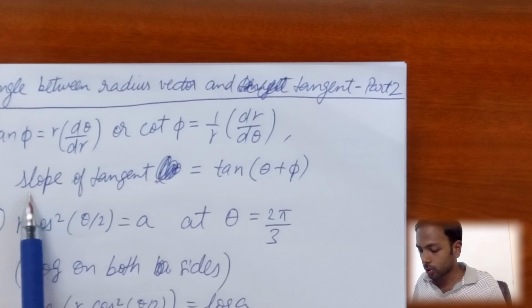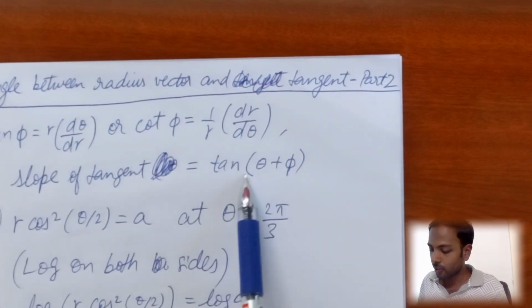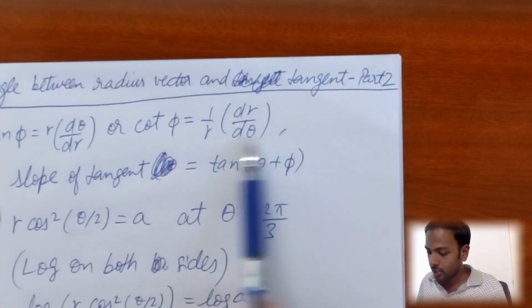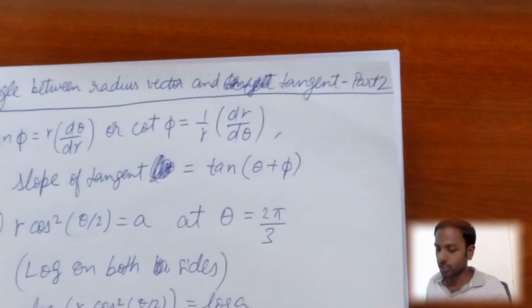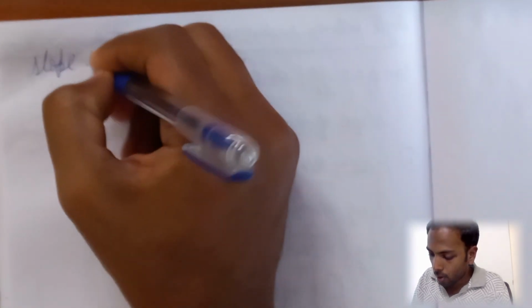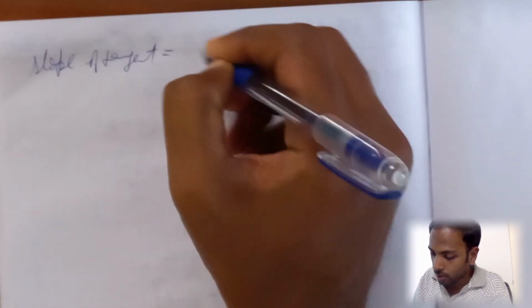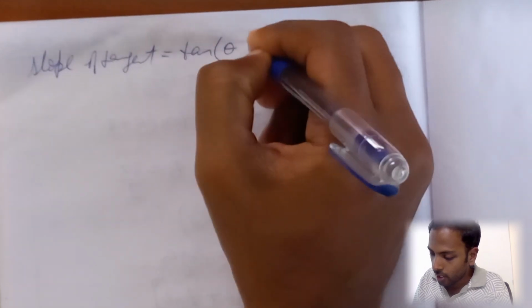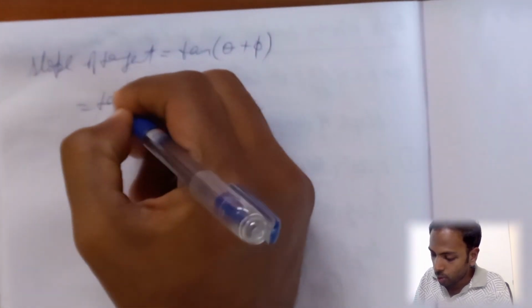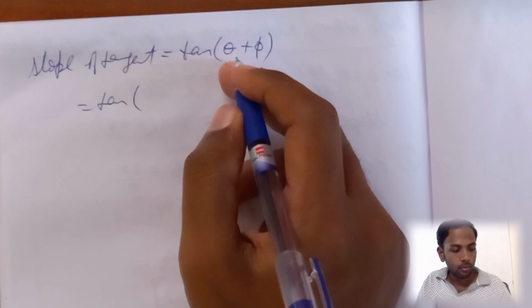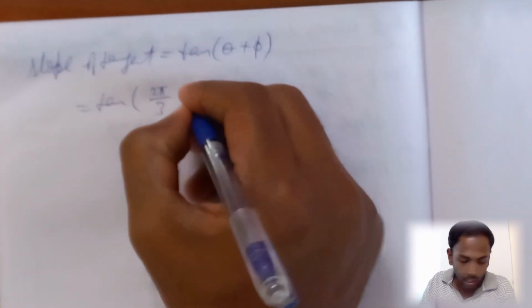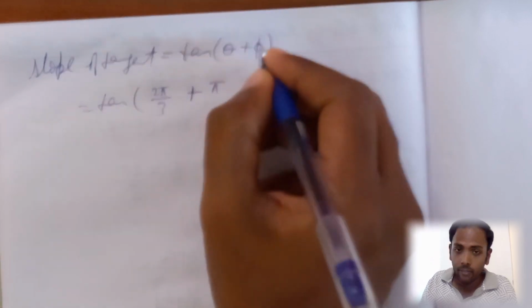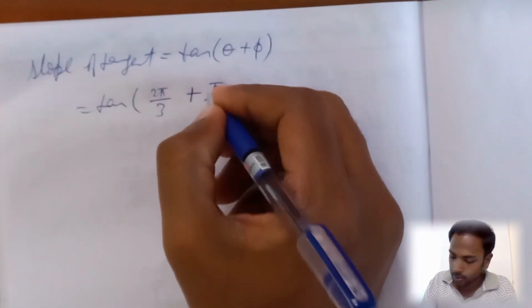Only one thing is left out. Slope of tangent is left out. That is very easy. We know theta, we know phi, and just the tan of the sum of both is nothing but the slope of the tangent. So quickly, slope of tangent is nothing but tan of theta plus phi. So just substituting the values, theta is what? Theta is 2 pi by 3. This is given in the question itself. Okay, 2 pi by 3 is theta value, and phi we just now found out it is pi by 6.